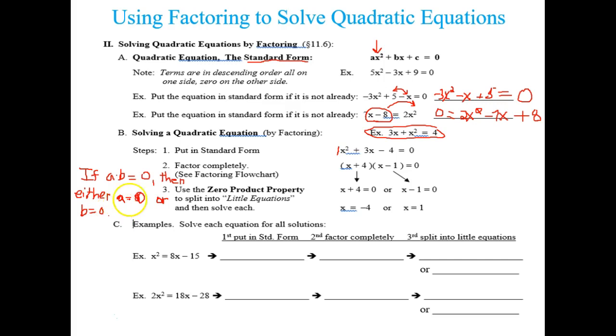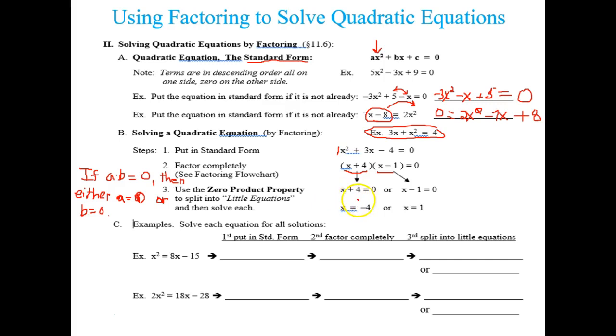Either one can be 0. So that's what I'm going to use right here. I've got the product of this and this equaling 0. So either the first thing, x plus 4, is equal to 0, or the last thing, x minus 1, is equal to 0. Well, that gives me two little equations that I can then solve.